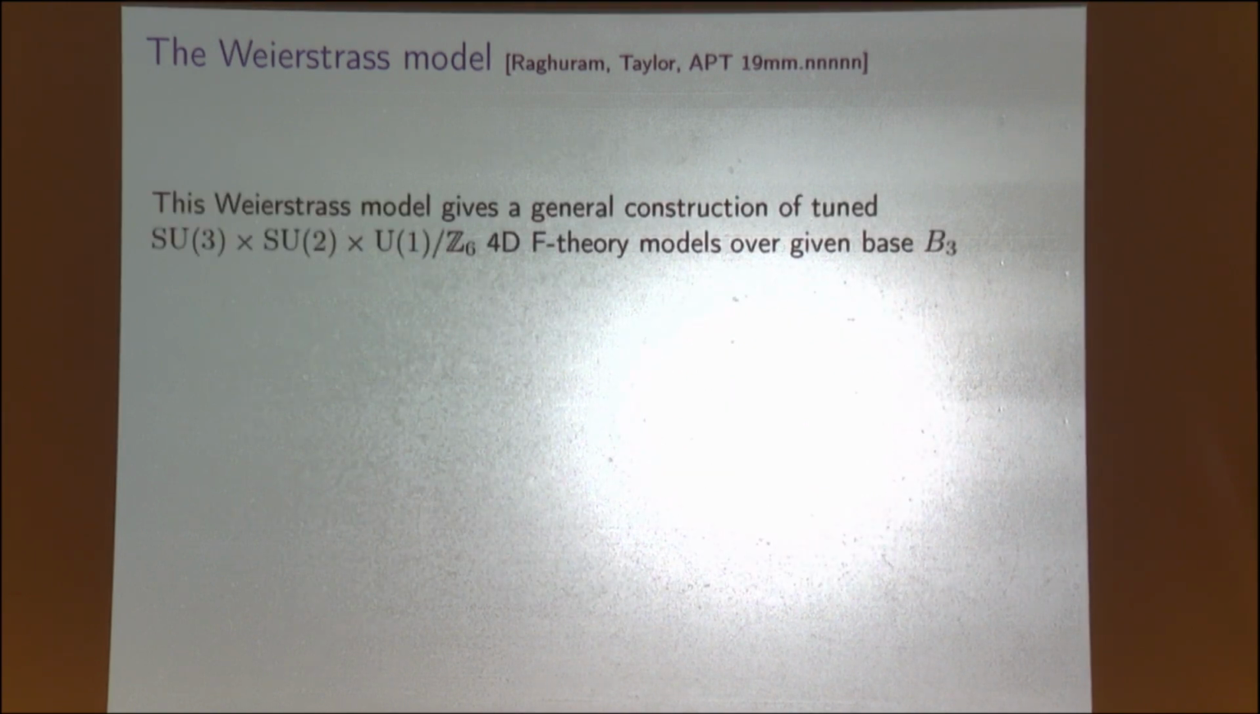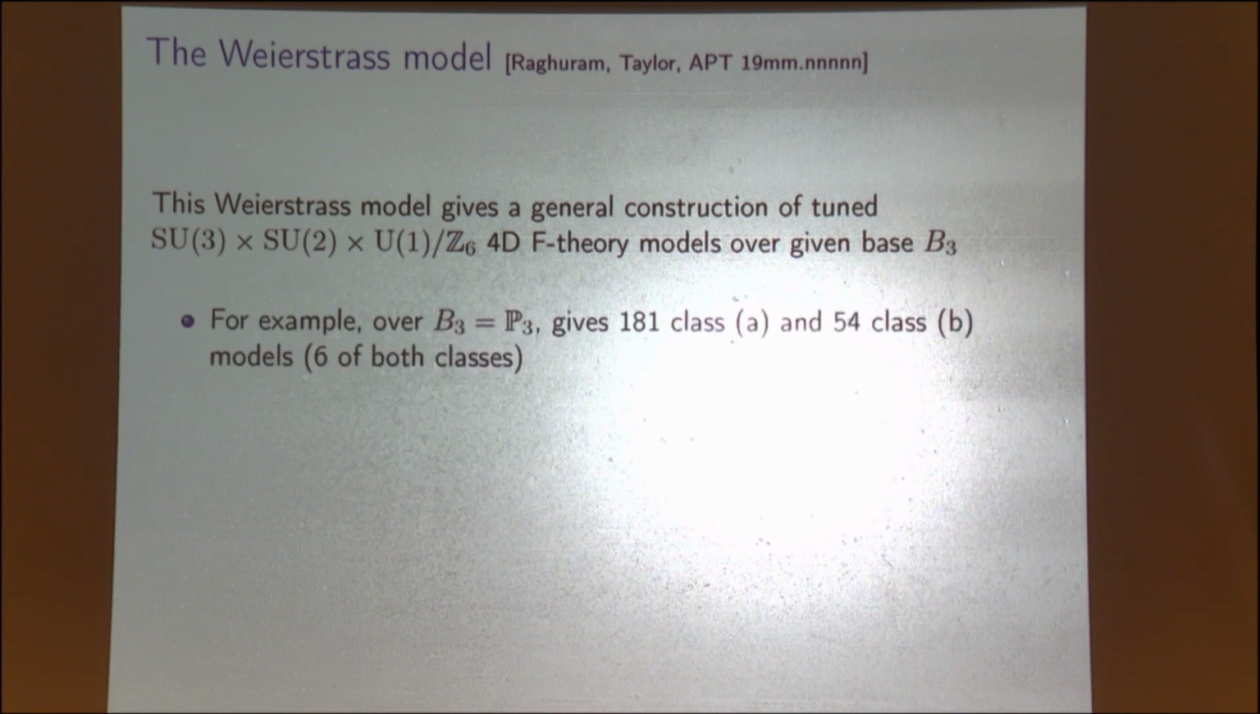OK, so this Weierstrass model we now believe gives a general construction, possibly the most general construction, of tuned SU3 times SU2 times U1 mod Z6 4D F-theory models over any given base B3. As an example, you could take the simplest case, just choose B3 to be complex three-dimensional projective space. And then by running over that range of BI that I mentioned that's bounded by the Tate bound, you find there are 181 class A models, 54 class B models, and 6 in the overlap. So we can just find all of these explicitly.